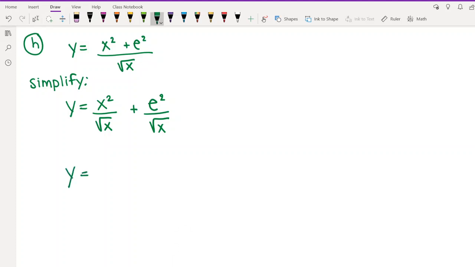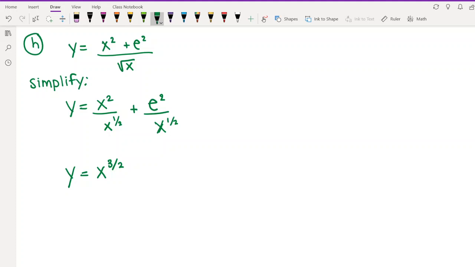So what does this one here simplify to? Well, this is the same as x squared over x to the 1/2, where I'm rewriting the square root of x as x to the 1/2. So x squared over x to the 1/2, if we subtract the exponents, we get x to the 3/2, because 2 is 4/2 minus 1/2, we get 3/2.